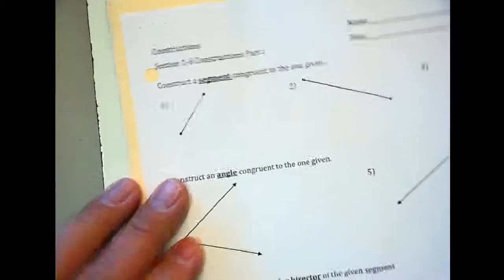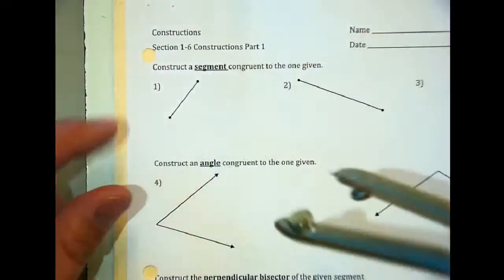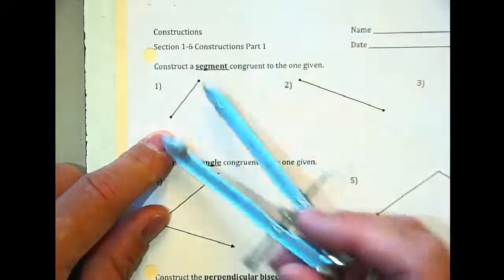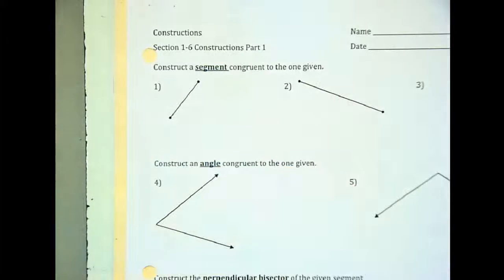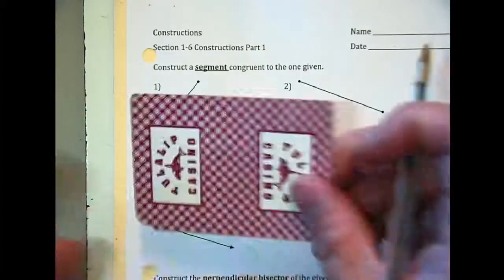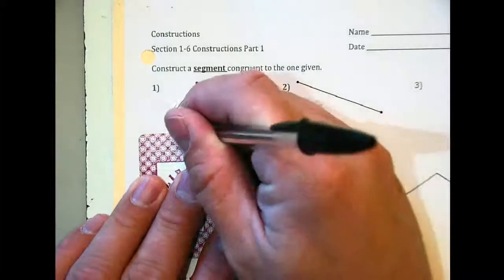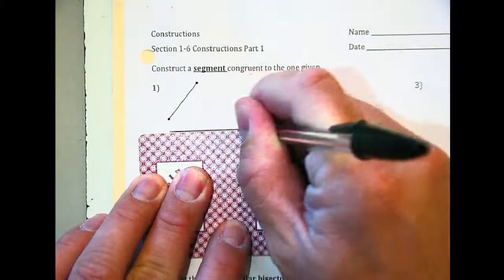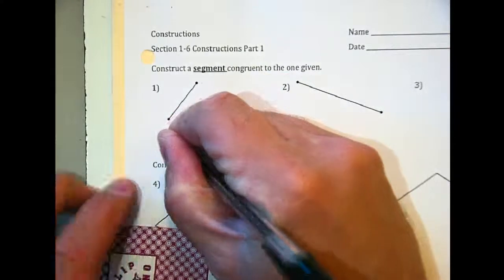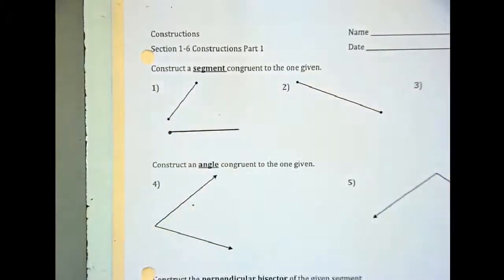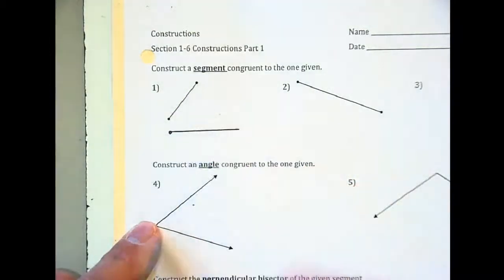All right, so segment. In order to reconstruct a segment, that's what we're doing here. It says construct a segment congruent to the given one. What we first need to do is draw another segment. Now you really should use pencil, but I don't have one sitting here that's sharpened, so until I finish this one, I'm going to use a pen. I'm going to recreate a segment. I'm going to draw this line longer than that one looks.